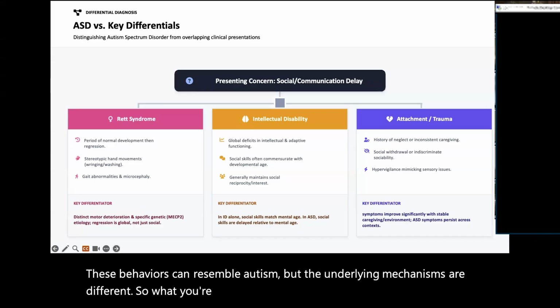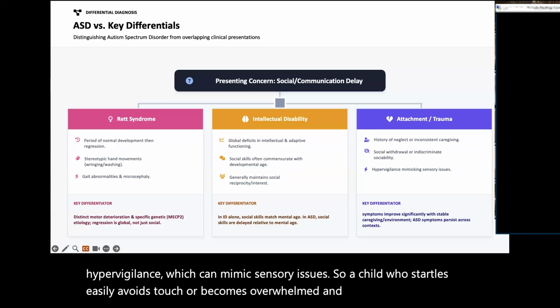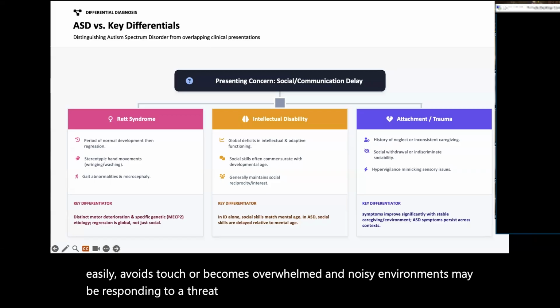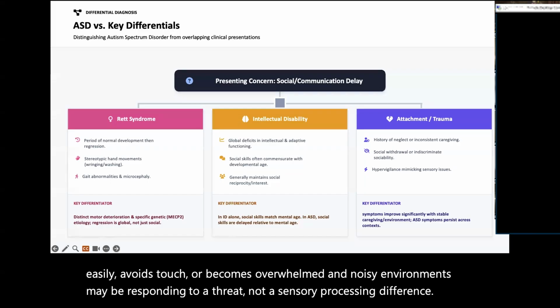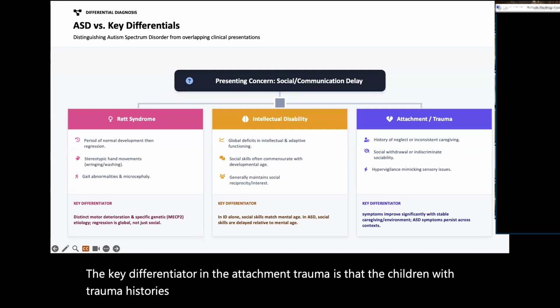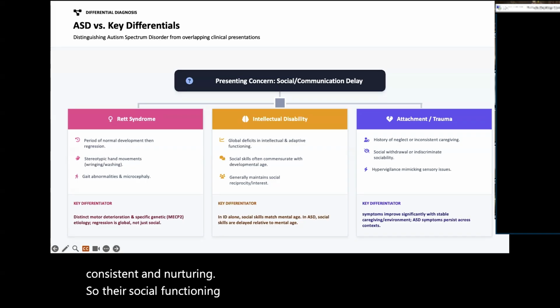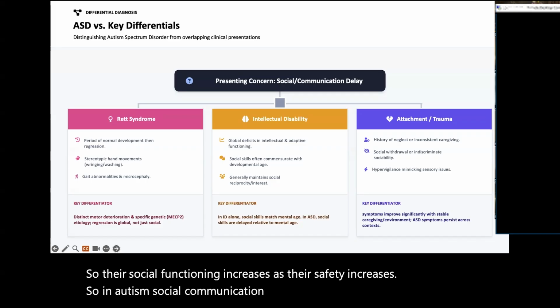So what you're seeing in this attachment trauma is hypervigilance, which can mimic sensory issues. A child who startles easily, avoids touch, or becomes overwhelmed in noisy environments may be responding to a threat, not a sensory processing difference. The key differentiator in attachment trauma is that children with trauma histories improve significantly when caregiving becomes stable, consistent, and nurturing. So their social functioning increases as their safety increases. In autism, social communication deficits persist across environments, even with optimal caregiving.